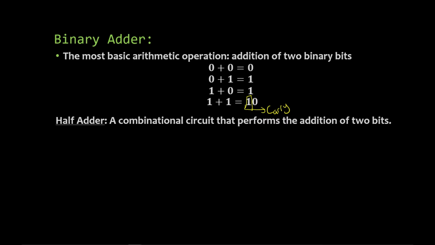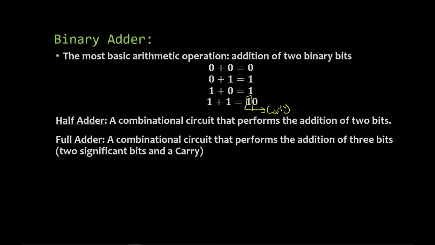Now let's see two definitions. First one is the half adder. It's a combinational circuit that performs the addition of 2 bits. And full adder is a combinational circuit that performs the addition of 3 bits, which are 2 significant bits and a carry. And two half adders can be used to create a full adder.